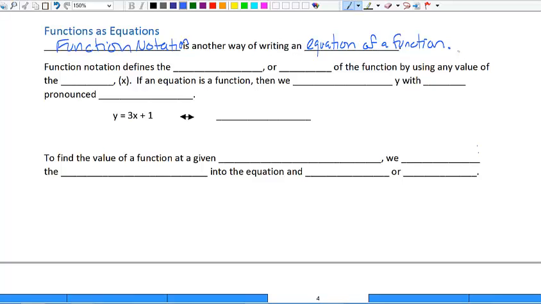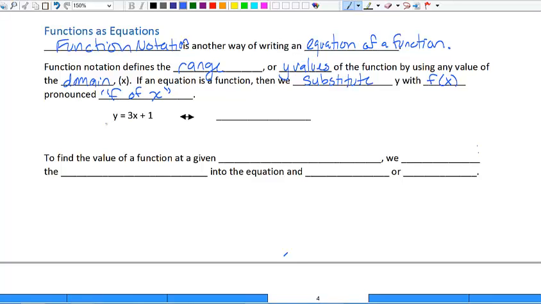So function notation defines the range, or the y values, of the function by using any value in the domain, or x's. If an equation is a function, then we can substitute y with this new notation f parentheses x parentheses, which we don't actually pronounce that way. We pronounce it f of x.